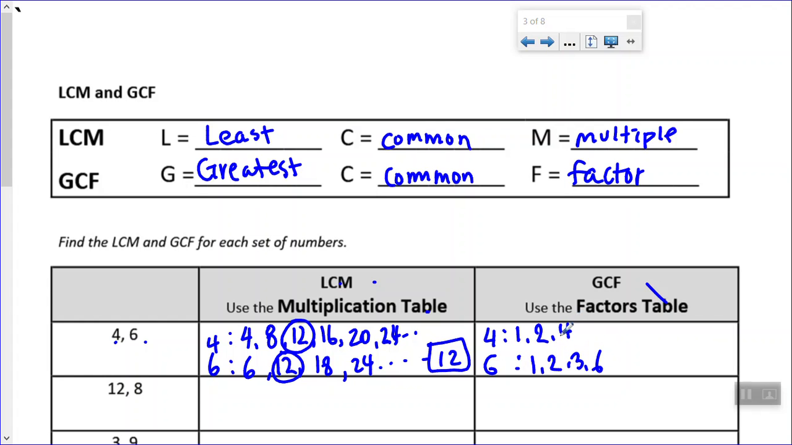These are factors. So you have 1, 2, 4 and 1, 2, 3, 6. So what is the GCF? What is the same number? What are the common factors? You have 1 and 1, 2 and 2. These are common factors. But what is the greatest number among the common factors? 2 is the GCF. So 2 is the GCF of 4 and 6.